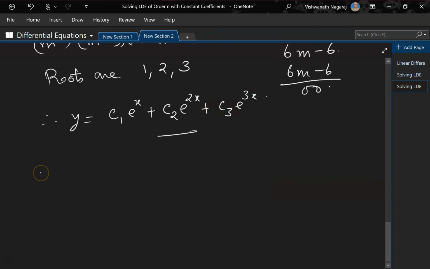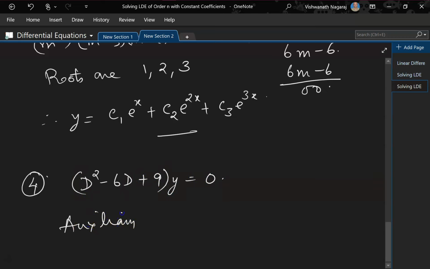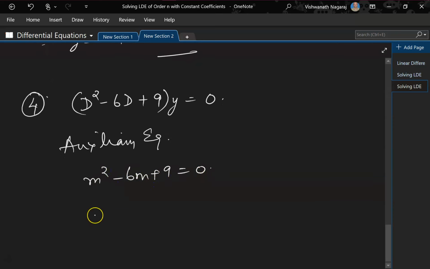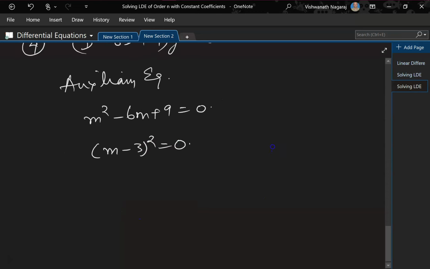Okay, let's look at the next one. D square minus 6D plus 9 y is equal to 0. Auxiliary equation, m square minus 6m plus 9 equal to 0. Okay, that means this can be written as m minus 3 whole square equal to 0, and that means repeated roots.